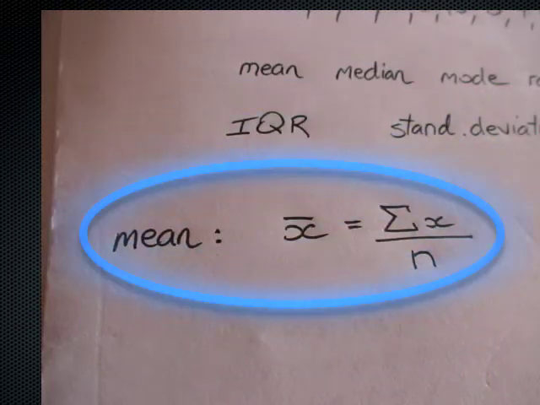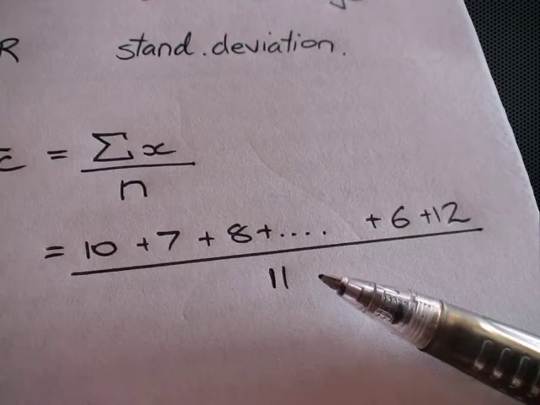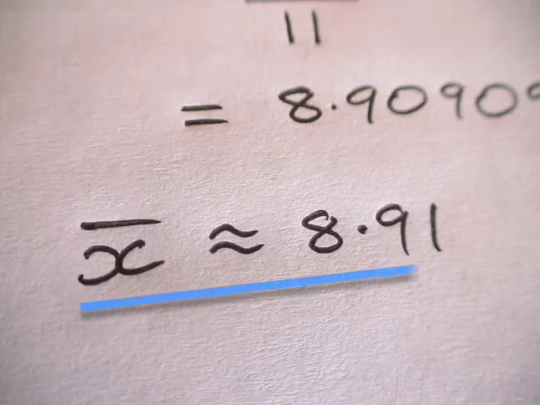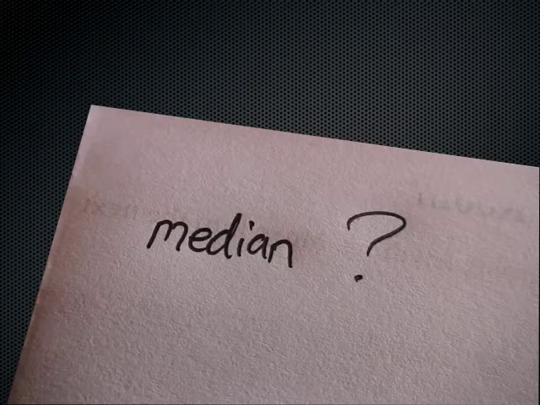In order to calculate the mean, we need a formula. In this case, x bar equals sigma x over n, the sum of the scores divided by the number of scores. Simply add them up. Make sure you push equals first on the calculator before you divide by 11. Our answer is 8.91. That's correct to 2 decimal places. Now, we're going to work out the median.